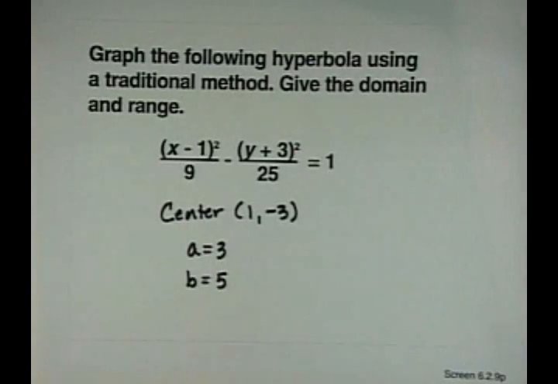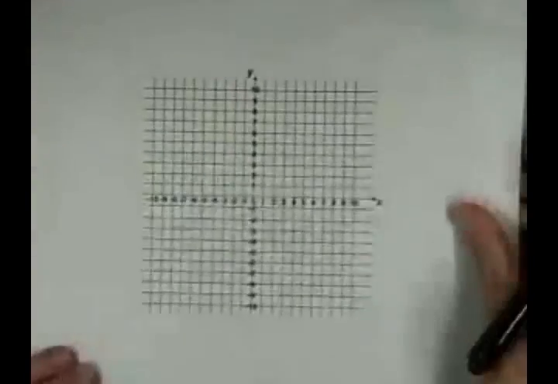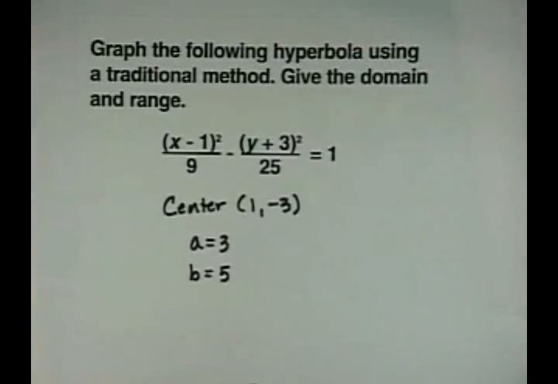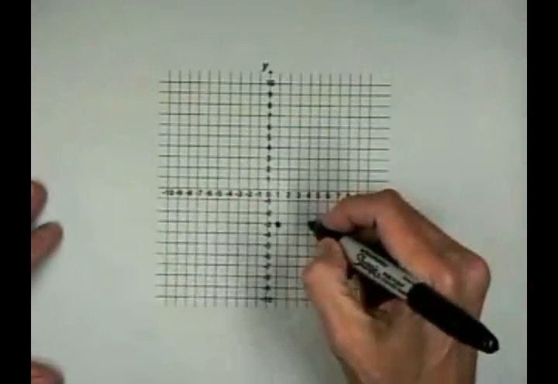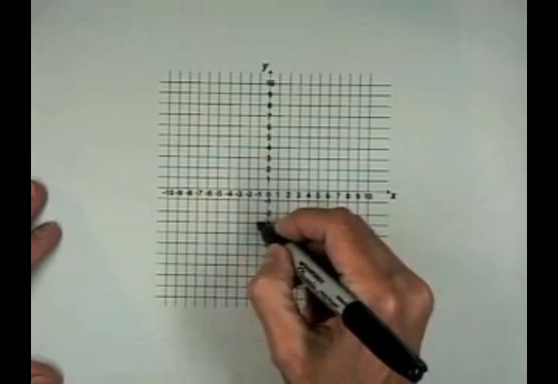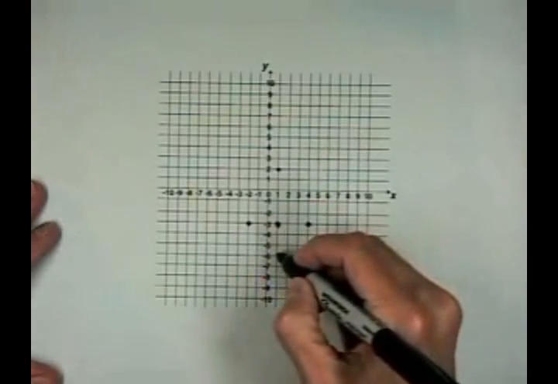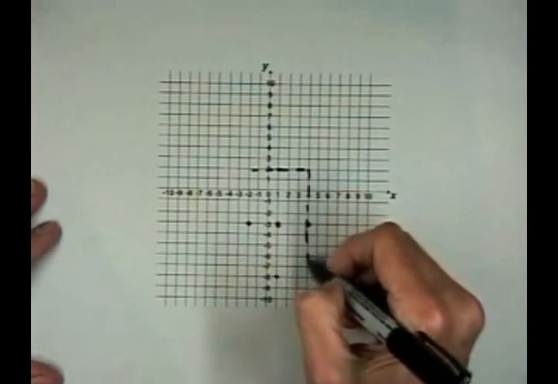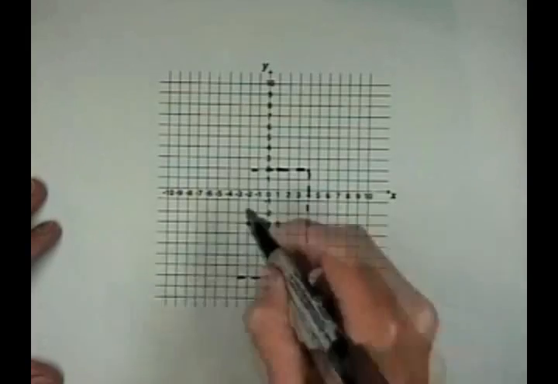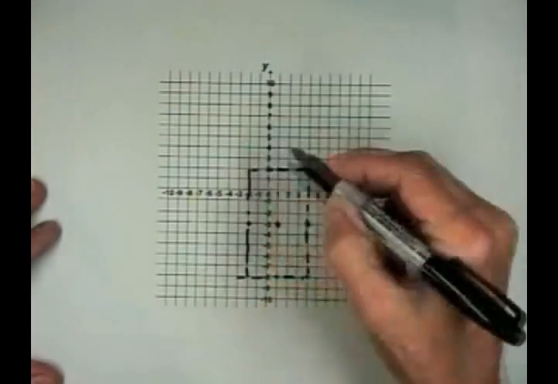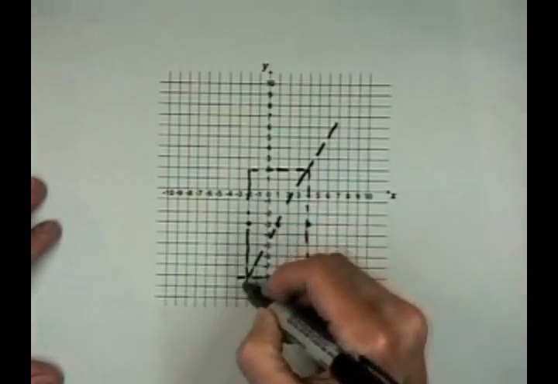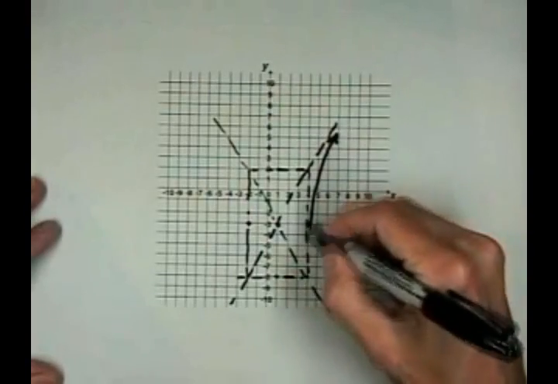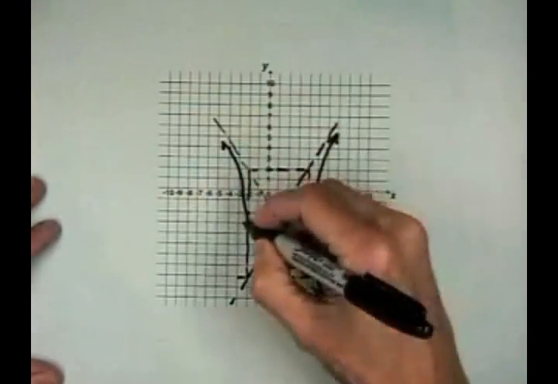Let's draw a sketch of this hyperbola. The center is positive 1, negative 3. The hyperbola extends 3 units left and right, 5 up and down. Here's 3 to the right, 1, 2, 3 to the left, 5 up, 1, 2, 3, 4, 5 down. We'll draw a rectangle. My rectangle extended just a little too far on this side. And the diagonals of the rectangle. And draw the hyperbola opening to the right, whoops, and to the left.